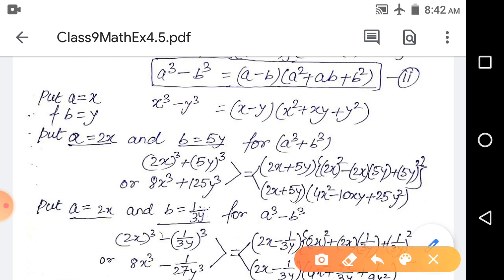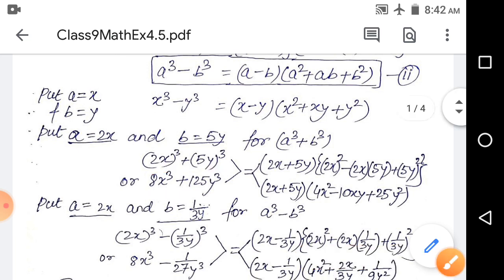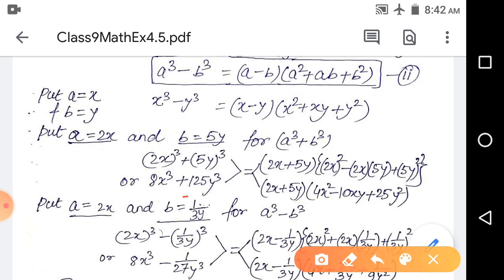Now this is actually a sum of two cubes, that is (2x) whole cube plus (5y) whole cube, and it can be written as 8x cube plus 125y cube, and the factorization for this is (2x plus 5y) whole into (4x square minus 10xy plus 25y square).